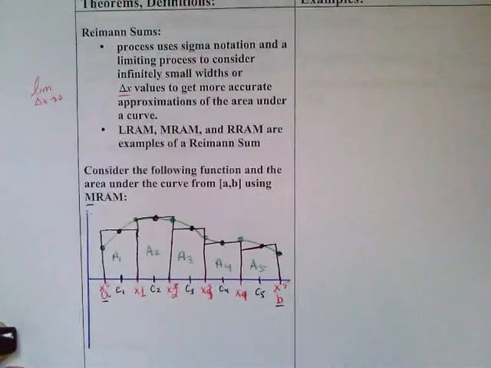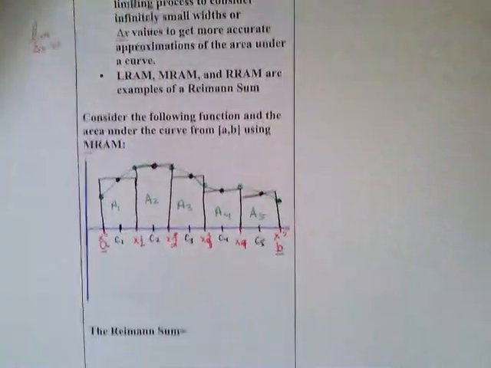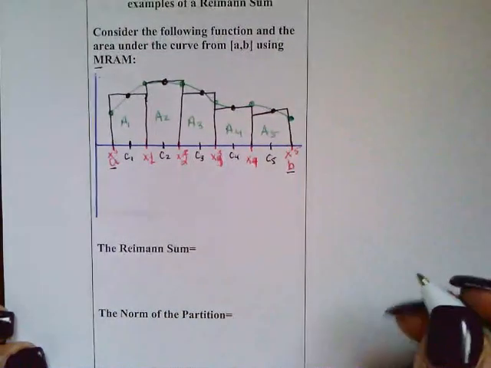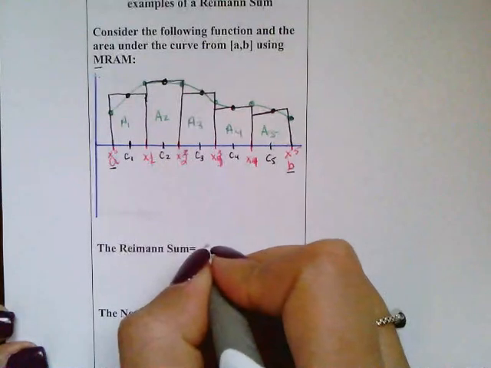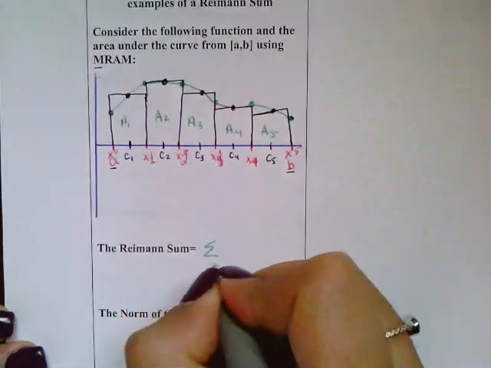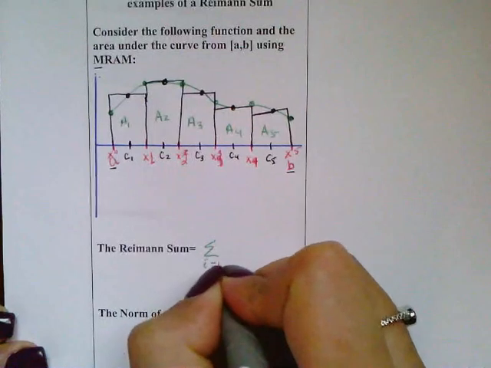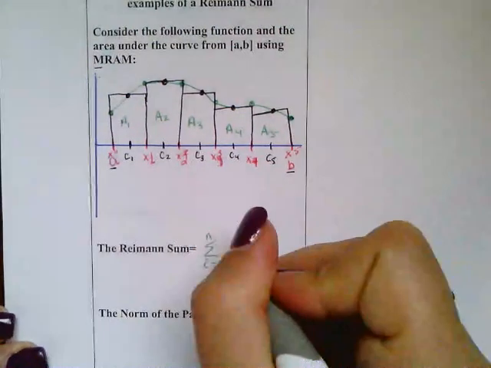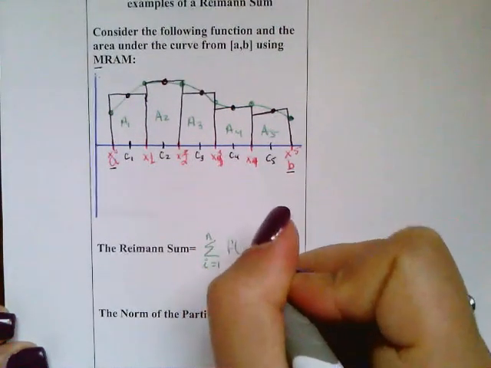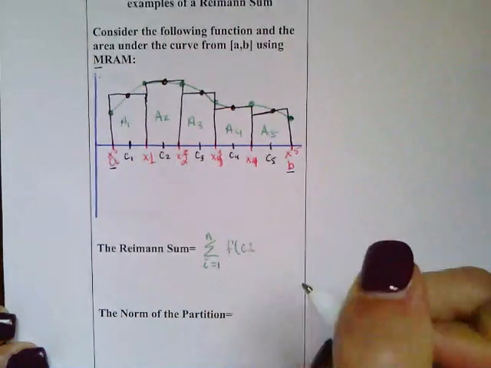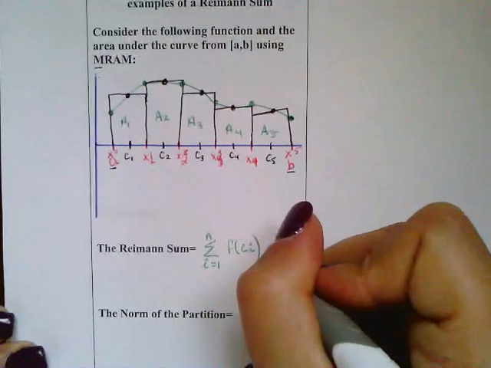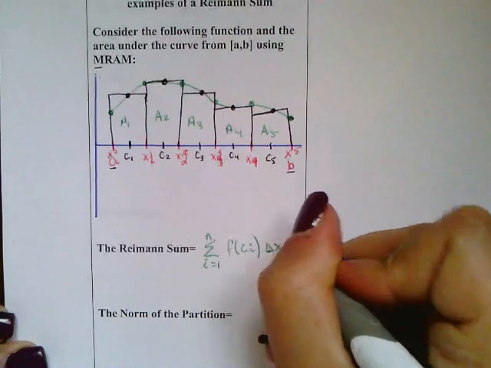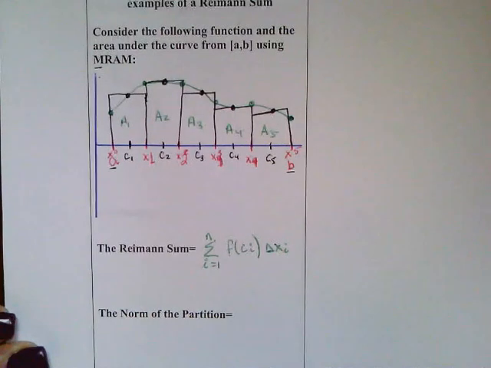So the idea is that the Riemann sum is going to equal the sum from i equals 1 to n of the function f of ci times change of x i, depending where i has begun.